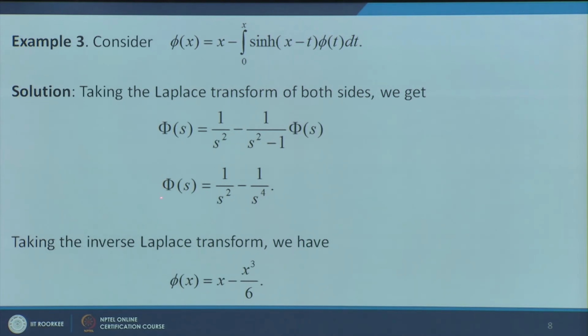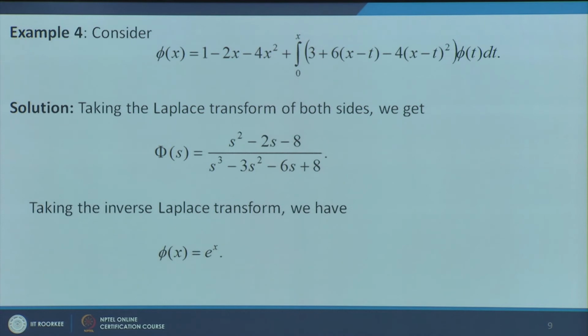Then we can take the inverse Laplace transform of this equation. So L inverse of phi s gives us phi x, and L inverse of 1 over s square is x, L inverse of 1 over s to the power 4 is x cube by 6. So the solution of the given Volterra integral equation of convolution type is phi x equal to x minus x cube by 6. Now there is one more equation, phi x equal to 1 minus 2x minus 4x square plus integral.